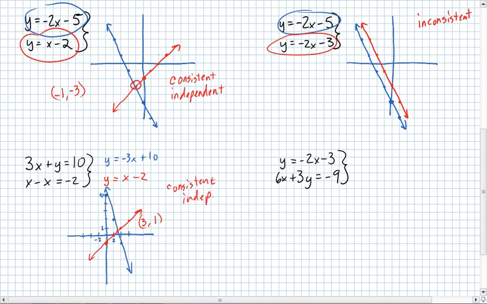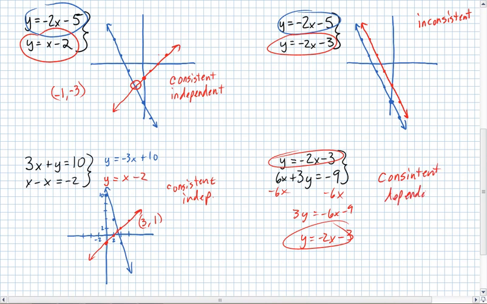Now you'll look, if I do this last one, I'm going to subtract the 6x. I've got 3y equals -6x minus 9. Divide by 3. I'm going to have y equals -2x minus 3, which you'll see is the same equation. If it's the same equation, it's the same line, which means it's consistent because there's an answer, but it's dependent.